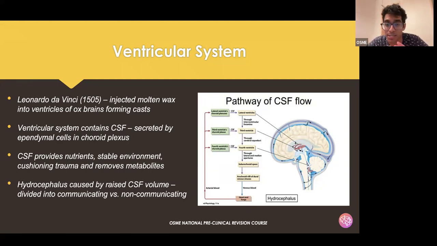So in terms of how the CSF is flowing, you've got the lateral ventricles. From the lateral ventricles on the side, it goes into the third ventricle, into the fourth ventricle, and then finally you've got these granulations in the subarachnoid layer that allow the CSF to be drained away.